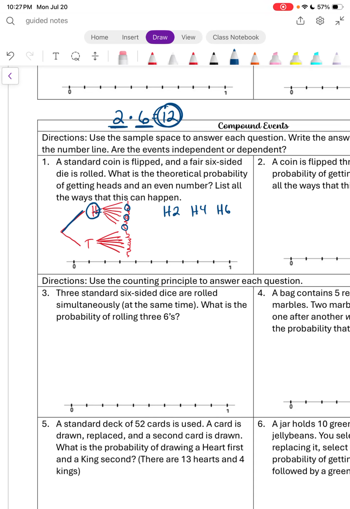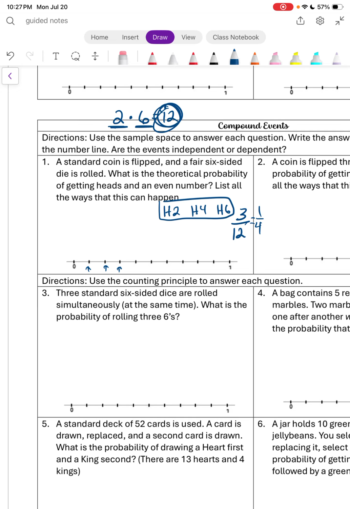So how many different ways could you get heads and an even? We said 3 out of the 12 things that could happen would be heads and even. If you reduce 3 out of 12, I'm going to put our answer down here on this number line. 3 out of 12 is the same thing as 1/4, which we know is 0.25. We know that each of these are 0.1, 0.20, 0.30, so 0.25 would be about right here, 0.25.